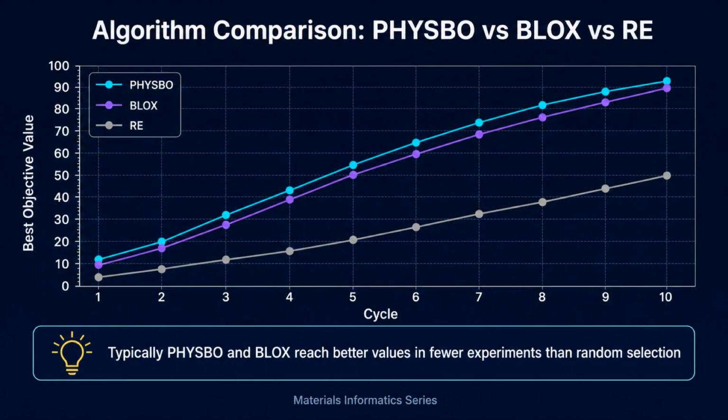To appreciate the value of intelligent algorithms, let's compare PHYSBO, BLOX, and random exploration on the same problem. We run each method for 10 cycles with 3 proposals per cycle. The results typically show that PHYSBO and BLOX find better solutions faster than random selection. While random exploration eventually explores the space, it wastes experiments on unpromising regions. PHYSBO and BLOX focus their samples where they're most likely to find improvements. This efficiency is especially valuable when experiments are expensive or time-consuming.